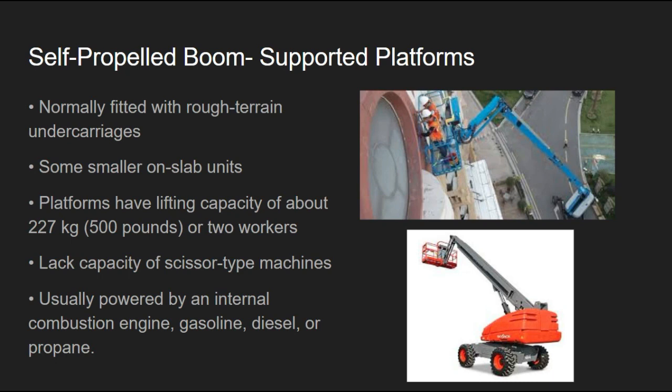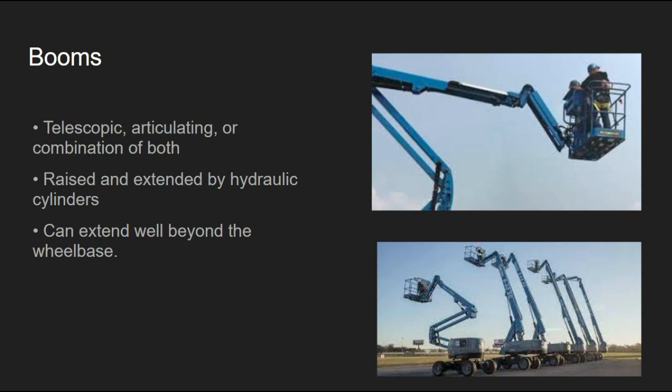The self-propelled boom supported platform is normally fitted with rough terrain undercarriages, with some smaller on-slab units. Platforms have a lifting capacity of about 500 pounds or 2 workers, lower capacity than scissor-type machines, usually powered by an internal combustion engine, gasoline, diesel, or propane. The booms are usually telescopic, articulating, or there could be a combination of both. They're raised and extended by hydraulic cylinders and can extend well beyond the wheelbase.